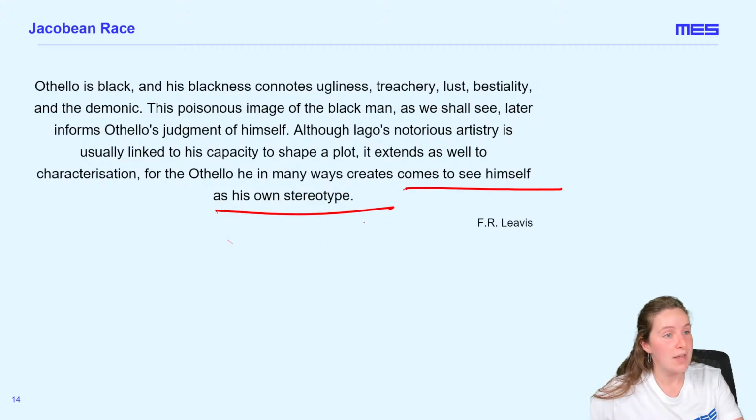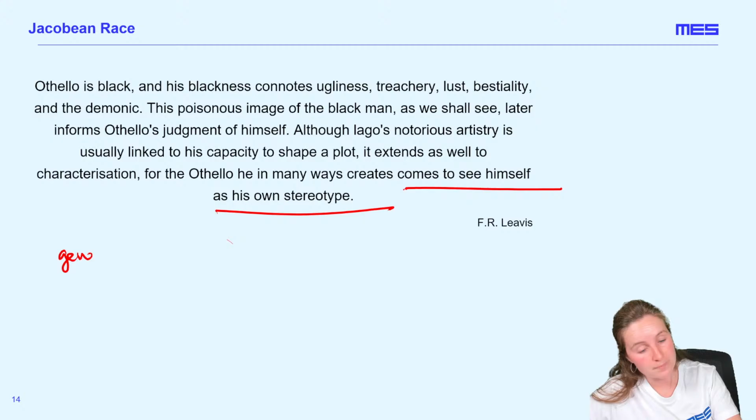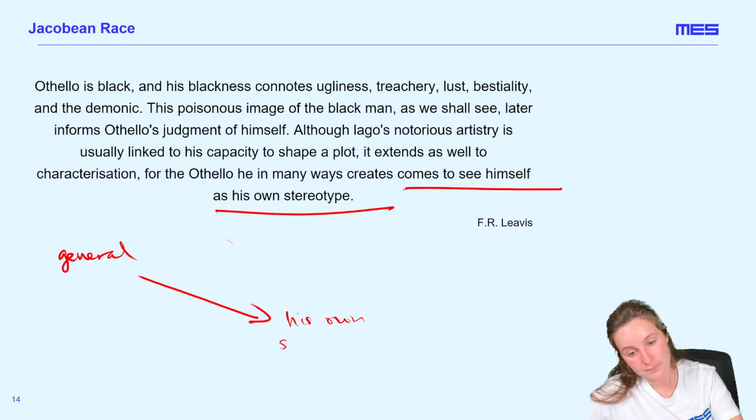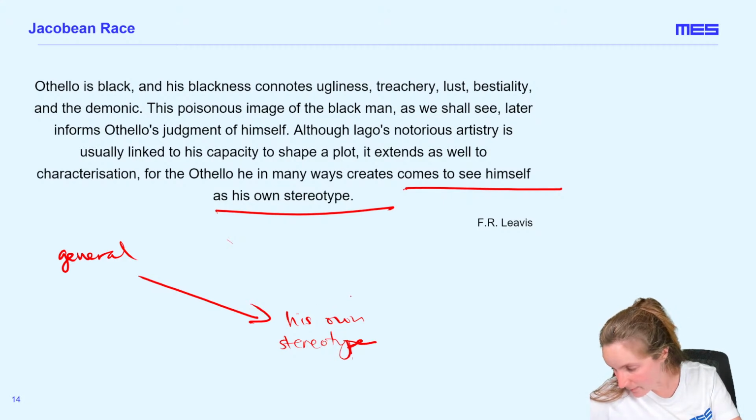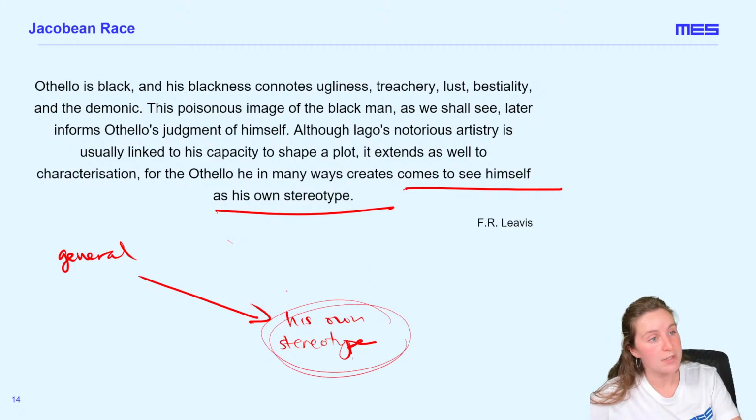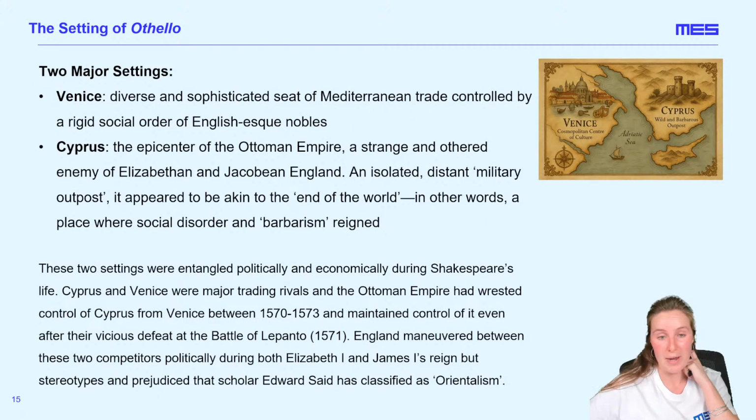At the beginning, Othello is happy and loved and to a certain extent accepted in Venice because he's welcomed into the house of Brabantio. He's friends with the Duke. He's the successful general of the Venetian military, but he descends. So from this general to his own stereotype. So everything that Brabantio says about him, that he's a monster, that he's evil, that he's tricked Desdemona, that he's devilish, he then becomes. He becomes the stereotypes that people enforce on him, this idea of stereotype threat.